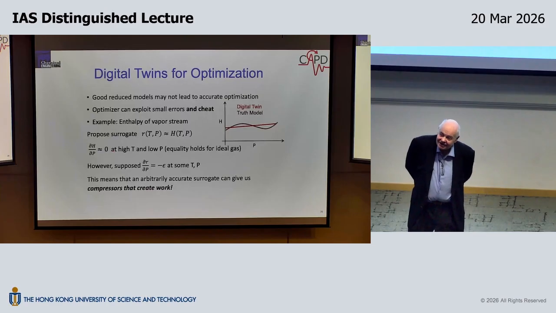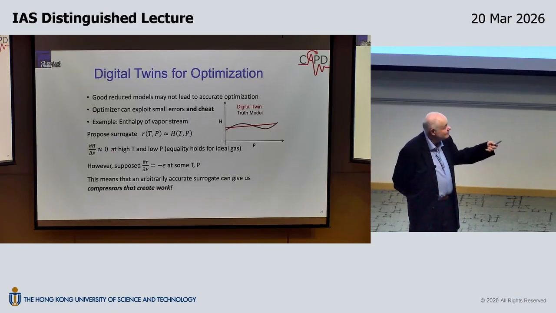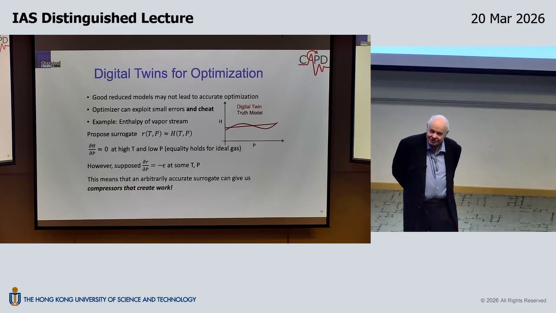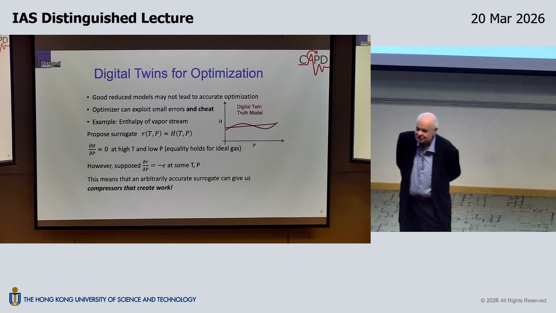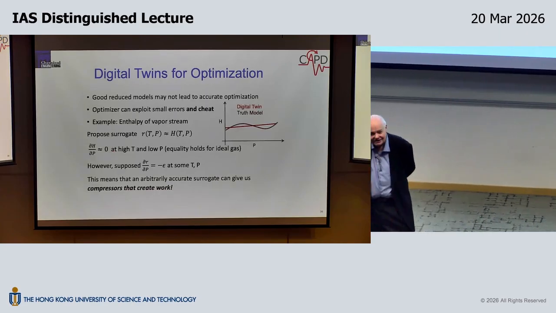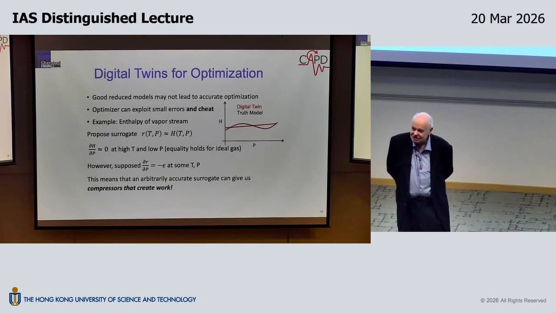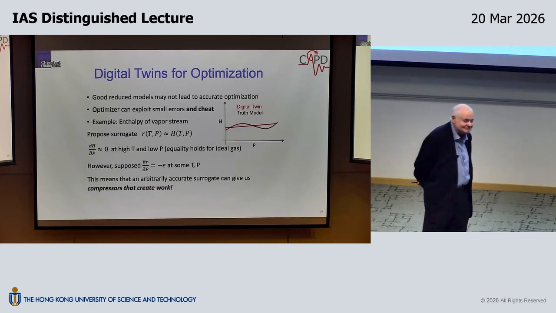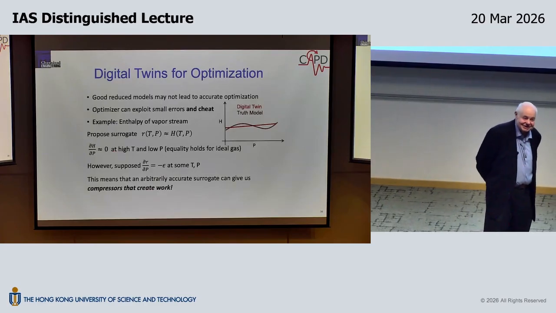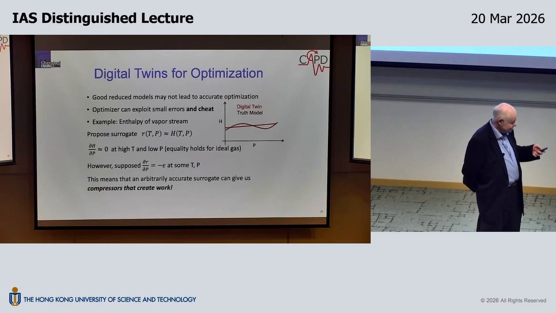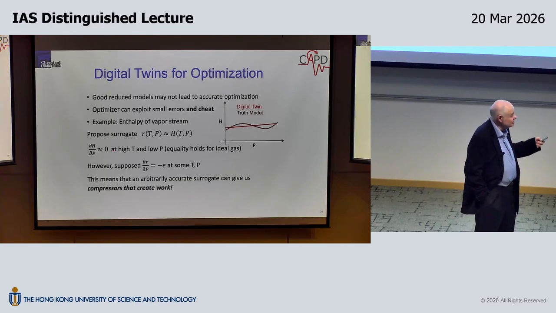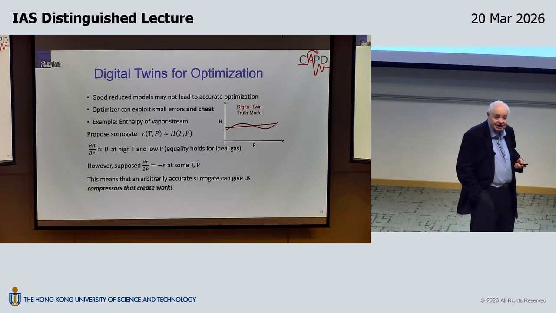If the slope is negative here, it says run your process at a high pressure and build more compressors, because actually you're going to be making money by running high pressure steam. And you'll probably win a Nobel Prize, but it's absolutely wrong. And that's what we found out when we made a digital twin based on regressing this steam table. And it told us that your surrogate, your digital twin, should give us compressors that actually create work because of the slope of this curve.